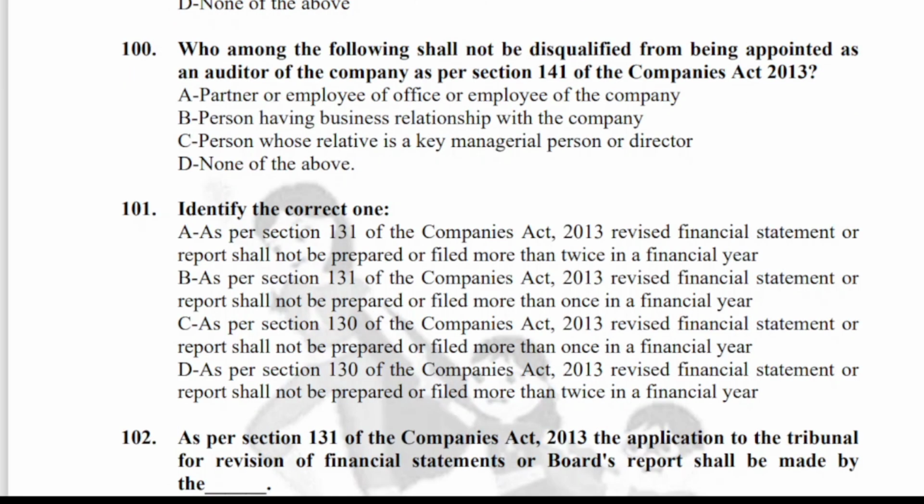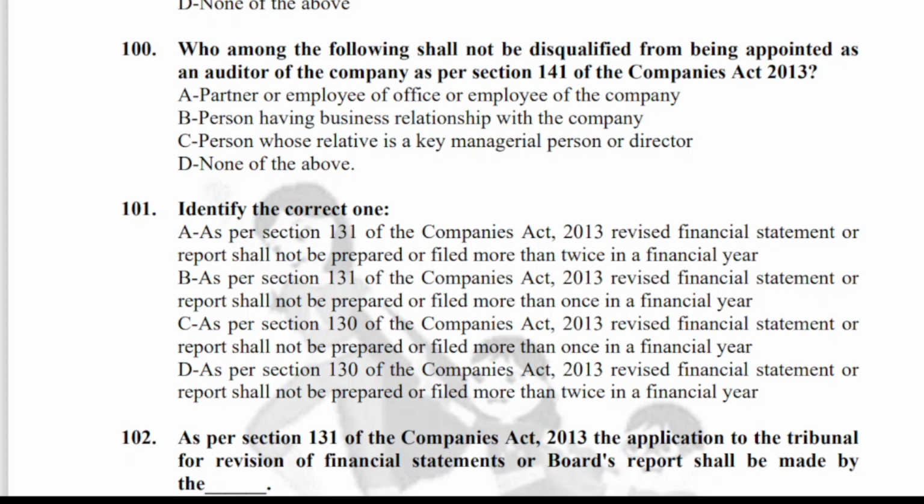Let's quickly move ahead to the last question for the day. Question 100. Who among the following shall not be disqualified? Very, very interesting question, guys. Not be disqualified means it's qualified to be appointed under section 141. Number 1. Partner or employee of officer or employee of the company. Come on, tell me. Is a partner or employee of an officer or employee of the company qualified? No. So A is not the answer.